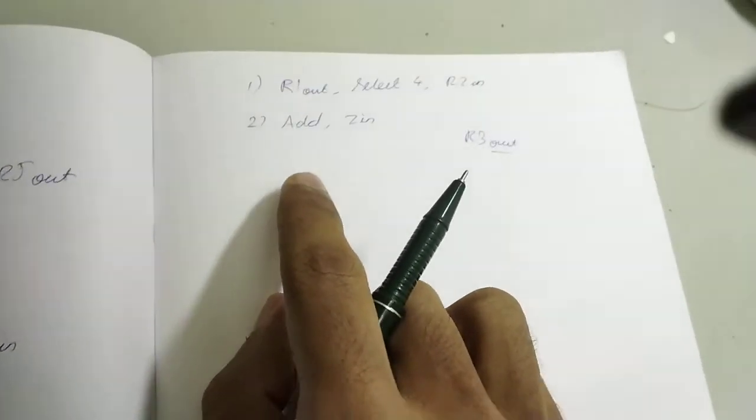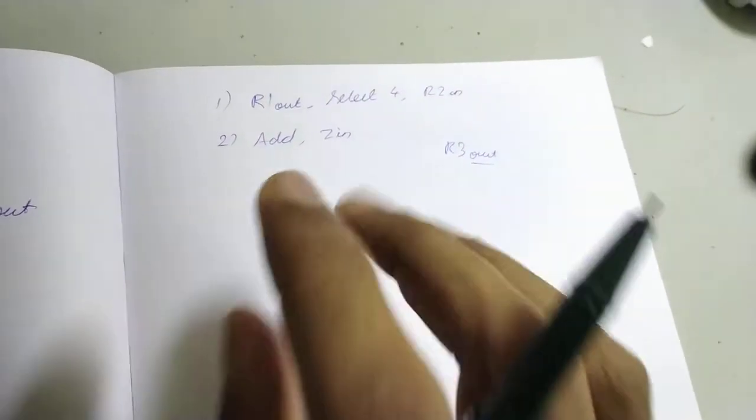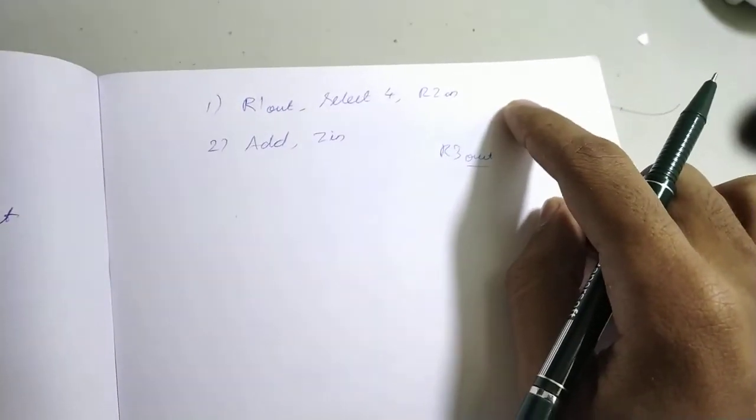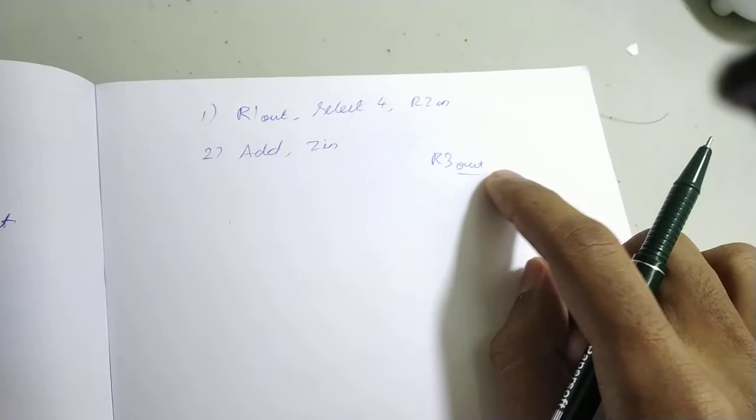So the important point to note here is that unless the value is overwritten in the second clock cycle, whatever the value is in the first clock cycle, it will remain there in the second clock cycle also.